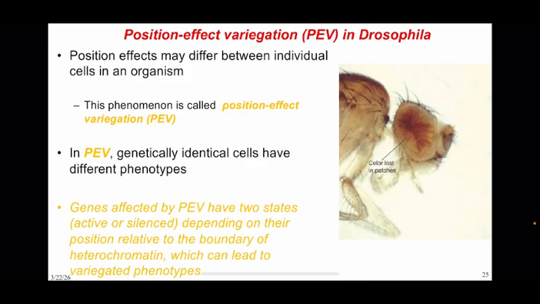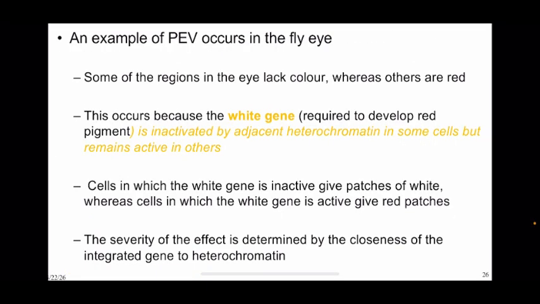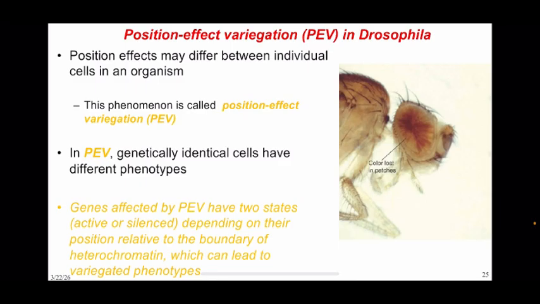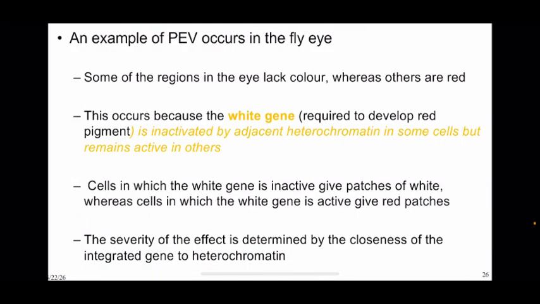So genes affected by PEV have two states: either they are active or silenced, depending on their position relative to the boundary of heterochromatin, which can lead to the variegated phenotype. Variegation simply means variation or differences in phenotypes as a result of position effect. So position effect can cause variegation, as simple as that. We are going to use an example, using the eyes of Drosophila.